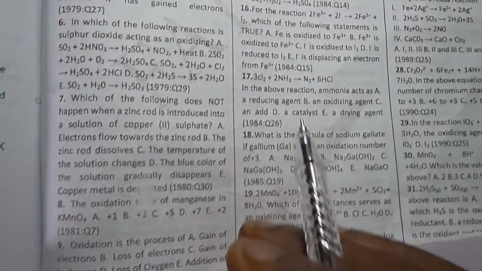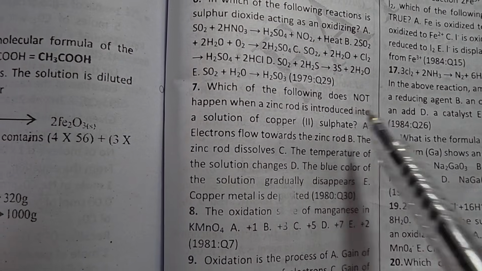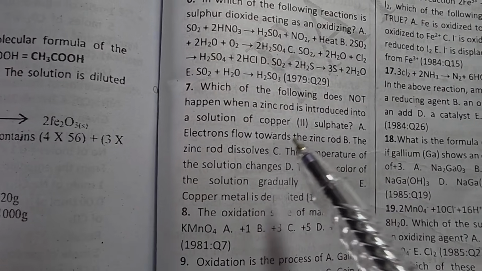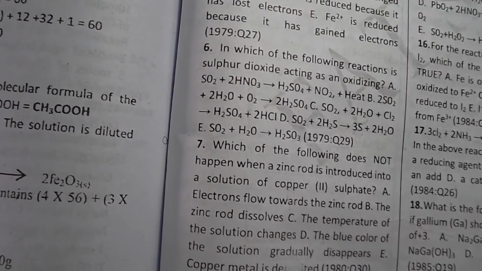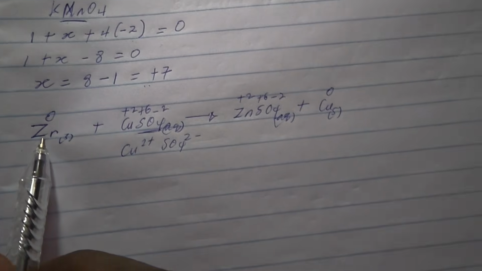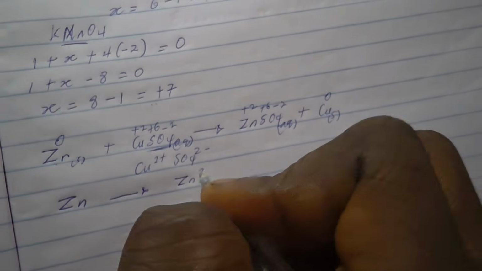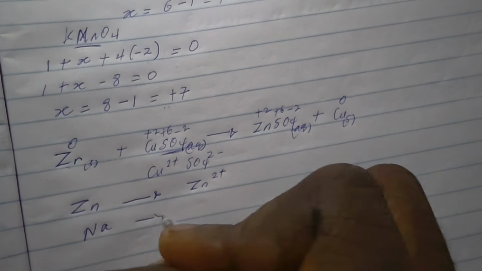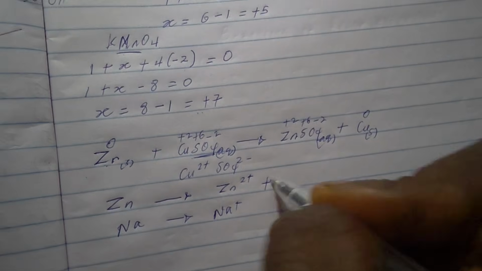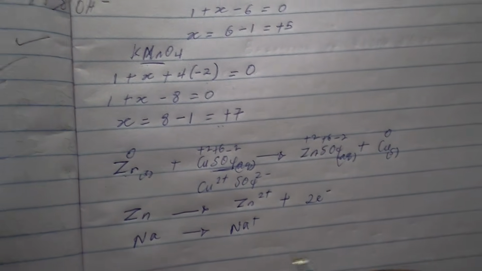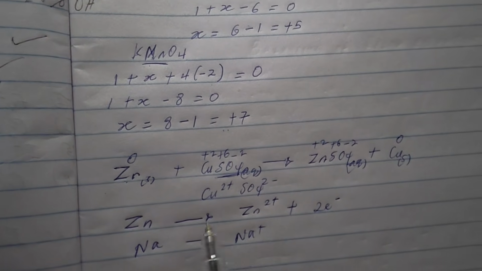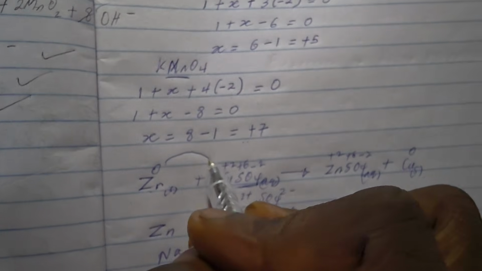So let's go to the options. So that's number 7. Which of the following does not happen when a zinc rod is introduced into copper 2 sulfate solution? So A, electron flows towards the zinc rod. Now look at this place. For zinc to go from Zn to Zn2+, what has happened? Let me give you the one you know. If sodium goes from Na to Na+, what does that mean? It has lost one electron. So if zinc should go from Zn to Zn2+, what does that mean? It has lost 2 electrons. Do you get that? So it's the same thing. And loss of electron is what? Oxidation.